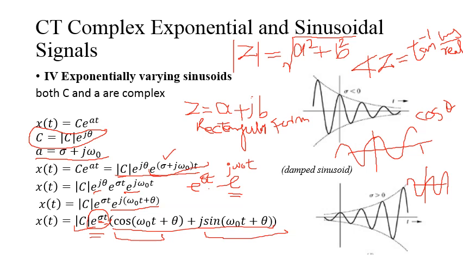So I hope you understand that to plot a complex variable, we need two graphs: one of time versus the real part of that complex variable, and the other of time versus the imaginary part of that complex variable. So I hope this gives you some idea.